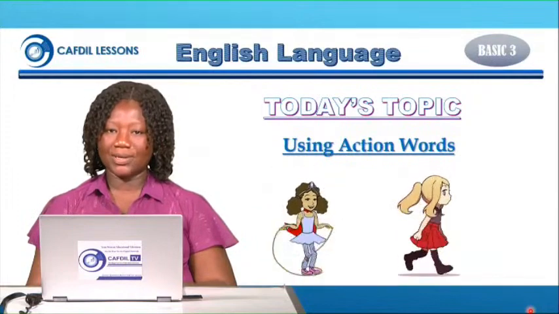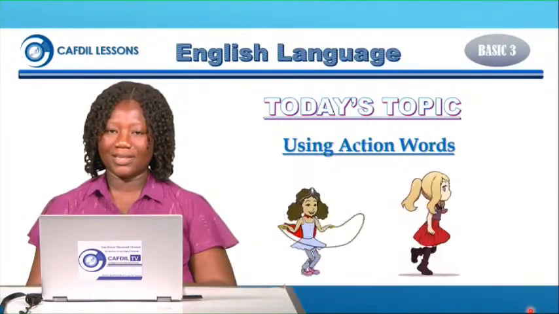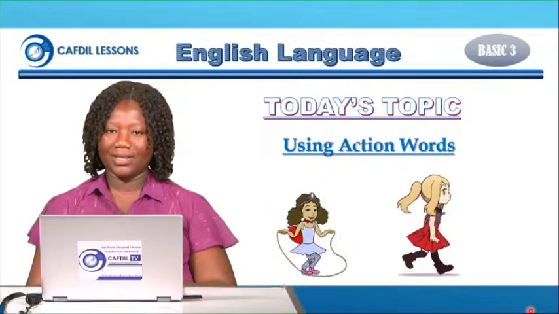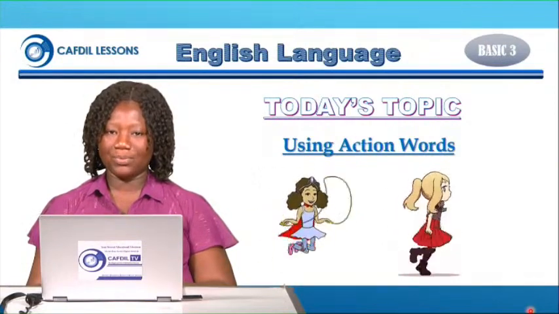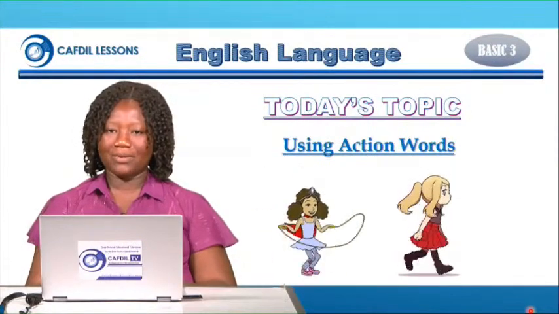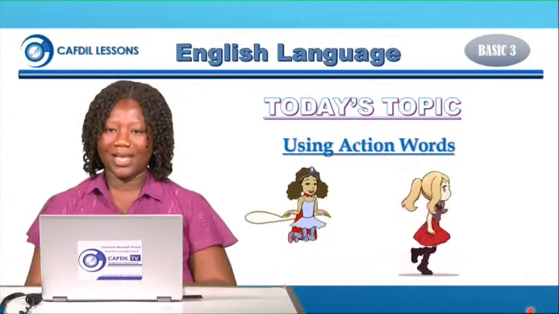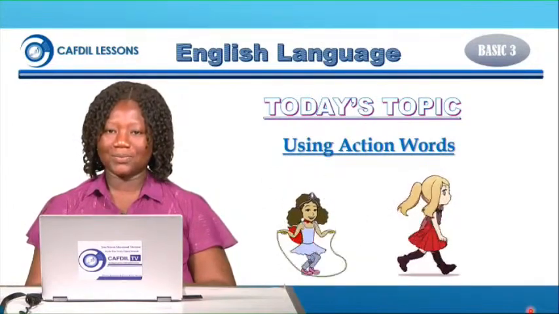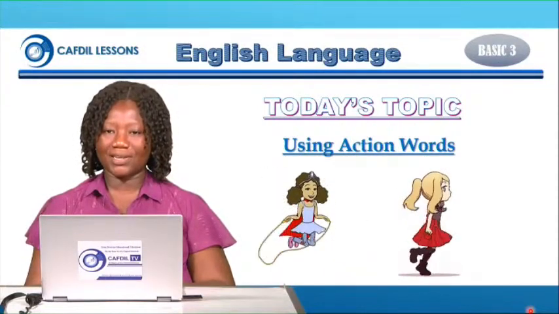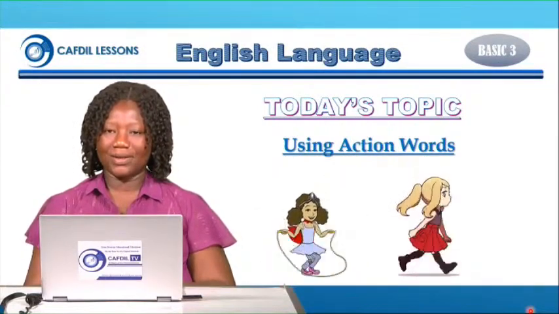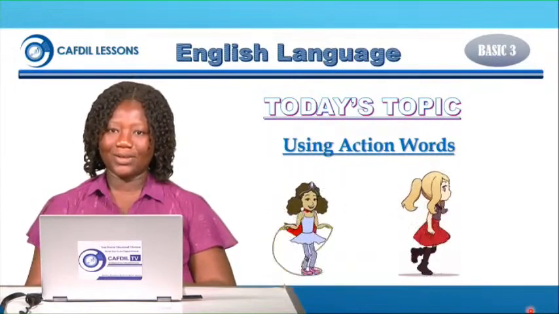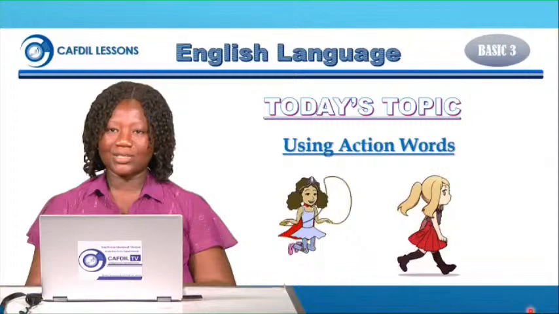What is the lady doing? The lady is skipping with a skipping rope. Then the one with a red skirt and a long ponytail is also performing an action. What action is she performing? Good. She is walking.